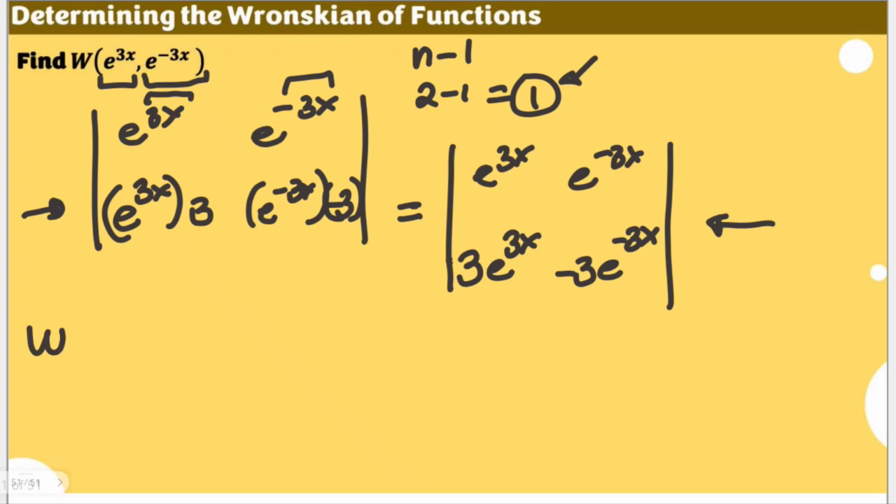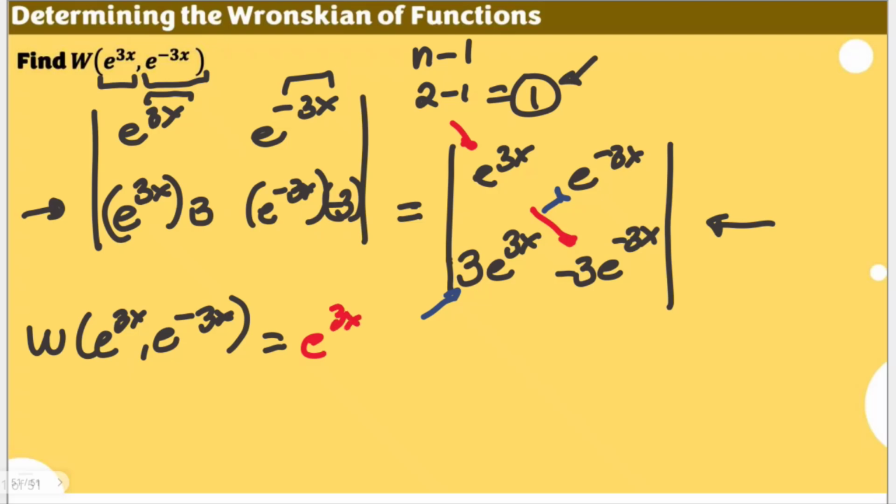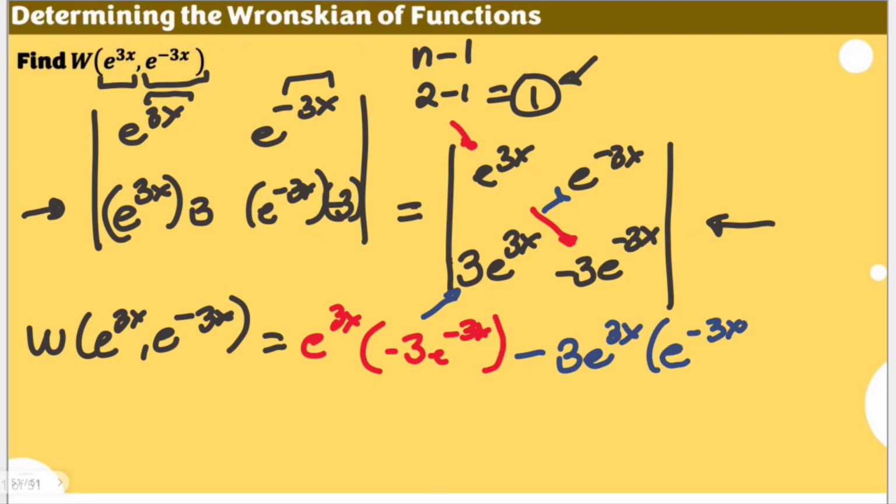So the Wronskian of e to the power of 3x and e to the power of negative 3x is again the determinant. So we follow this. We can use this portion from upper left to lower right. That's a positive. The result of the product is positive, minus this portion here. So let's start with the red: e to the power of 3x times negative 3 e to the power of negative 3x. Then you are going to subtract the result of the other diagonal: 3 e to the power of 3x times e to the power of negative 3x. So we'll have this result.